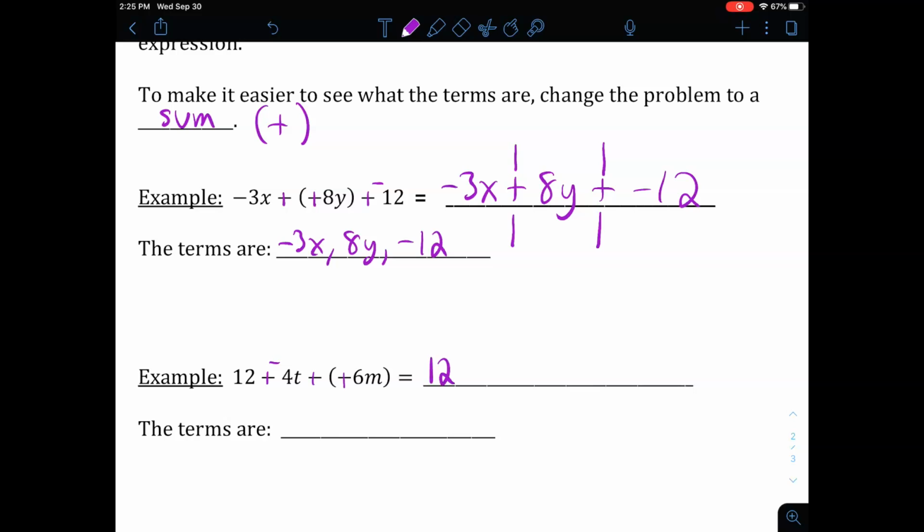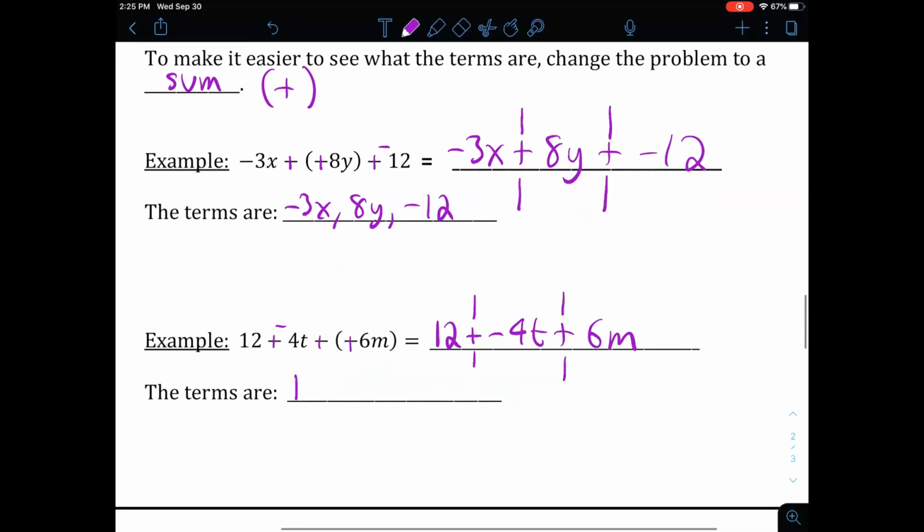So we're going to have 12 plus negative 4t plus 6m. Now we draw our little walls above and below the addition symbol so we know what the terms are. So we have 12, we have negative 4t, and we have 6m.